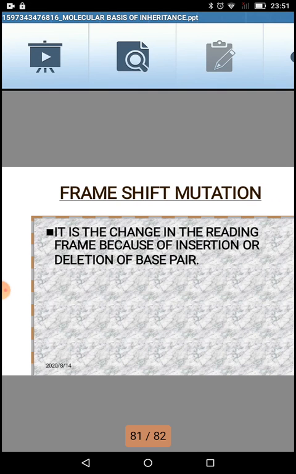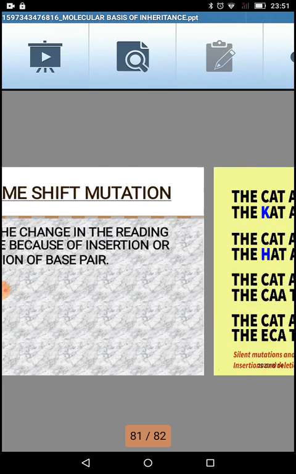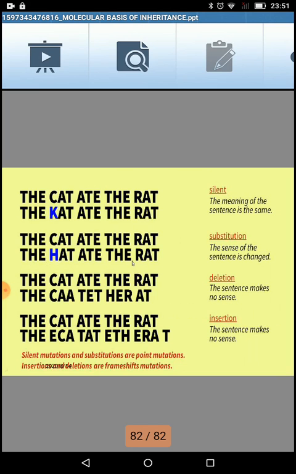Third one, frame shift mutation. It is the change in the reading frame because of the insertion or deletion of a base pair, and that we have understood through this particular slide. Now, what we have gone through in this whole explanation, let us revise with this one video which I am putting after this. Let's have a look at it.